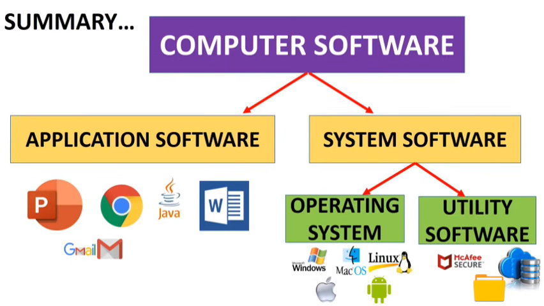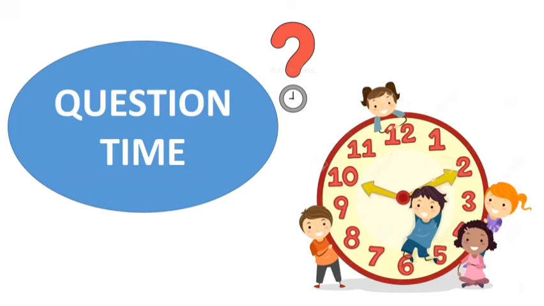System software are divided into operating system software and utility software. Question time.